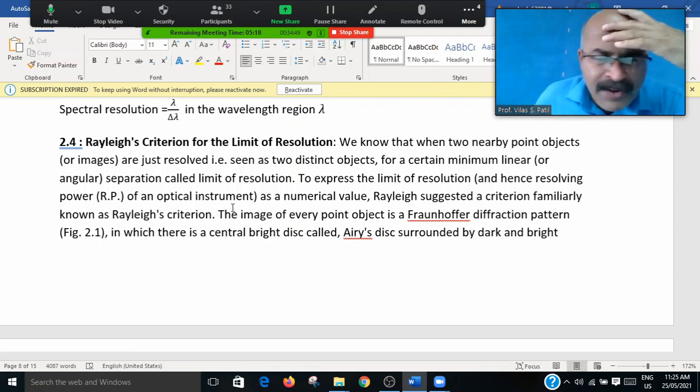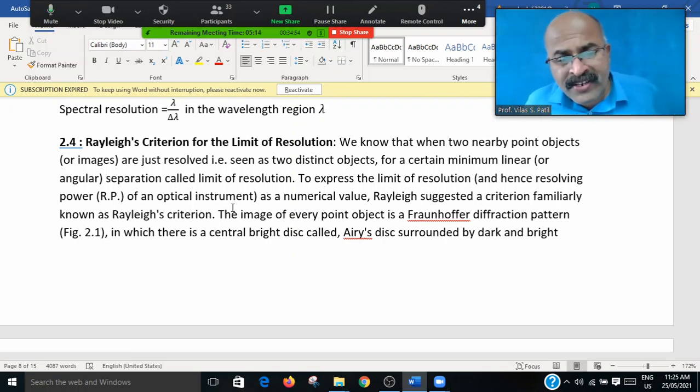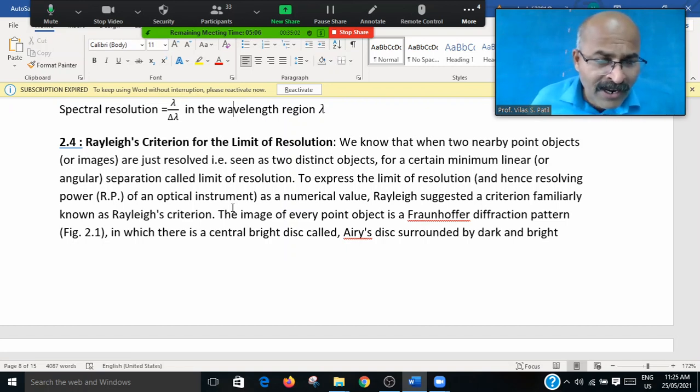We know that when two nearby points of the object or the image are just resolved, that is, seen as two distinct objects for a certain minimum linear or angular separation, that is called the limit of resolution. To express the limit of resolution, and hence the resolving power (RP) of the optical instrument, as a numerical value, Rayleigh suggested a criterion. It will be known as the Rayleigh criterion.